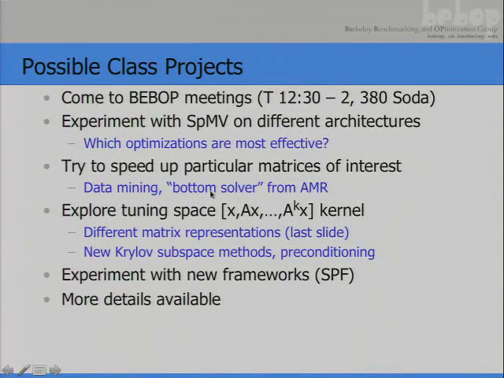It can come from data mining, linear solvers, and adaptive mesh refinement, and see which optimizations work best for your particular matrix. And then you can explore this tuning space. I told you about one particular way of doing it, but there's a lot of different matrix representations. That's what the last slide was about. And there's a lot of other Krylov subspace methods that I didn't mention. GMRES is the tip of the iceberg. There are quite a few others as well. And there are people who are working on actually using compiler technology to automate this process of optimization. This is called the sparse polyhedral framework. It's one of many different compiler tools that people are building. And if you're interested in that, more details are available.